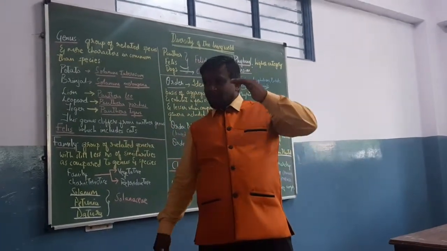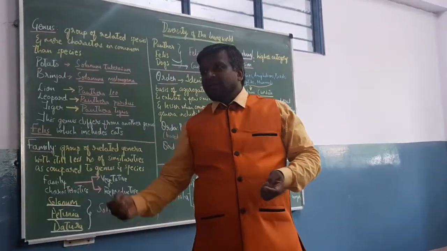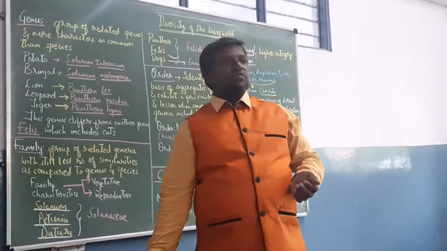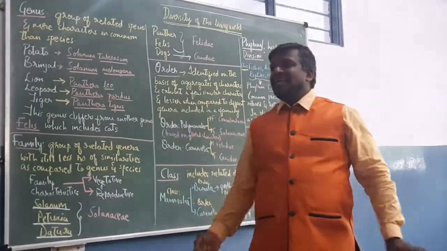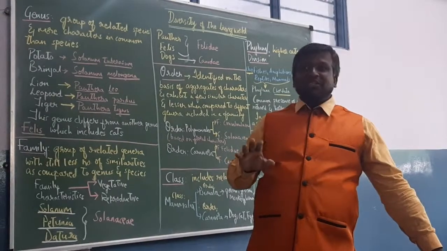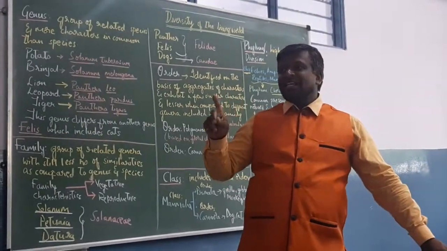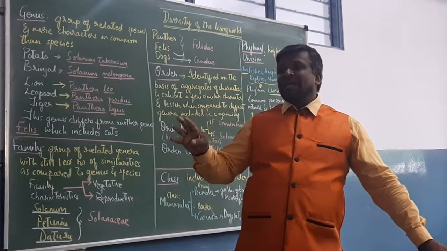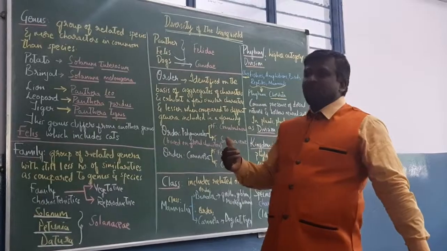The highest level in the taxonomic hierarchy is kingdom. The fundamental unit of this taxonomic hierarchy is species. In the previous class we discussed species. In today's class we will discuss the remaining ones: genera, order, family, class, then phylum or division, and kingdom. So one by one we go.